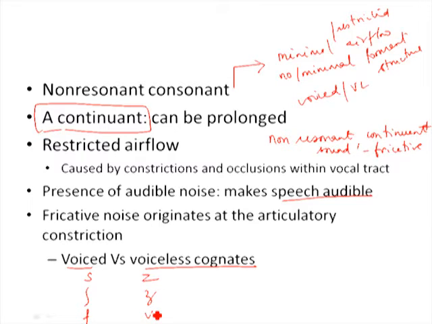You see the difference? Let's do that one more time. I want you to think through this. I want you to really be able to pay attention. So it's a non-resonant sound, restricted airflow. The restriction happens in occlusions in the vocal tract of the oral cavity. Okay, and then there is a presence of audible noise, and the fricative noise originates at different articulatory constrictions, so you can hear the difference between those noises. And they have voiced and voiceless cognates, meaning pairs. Okay, so we go s, z, f, v, sh. You hear the difference? Okay, those are some of the fricatives.